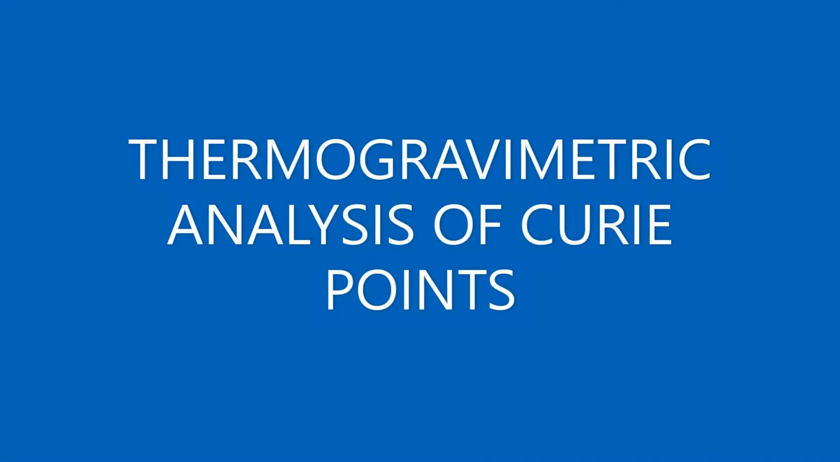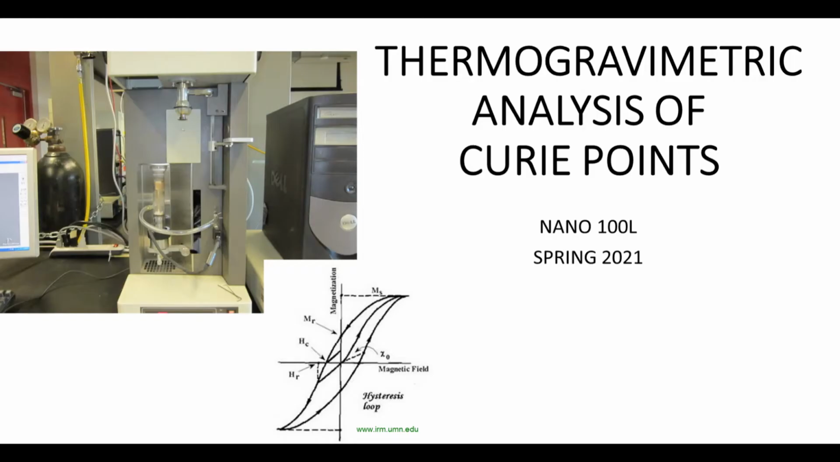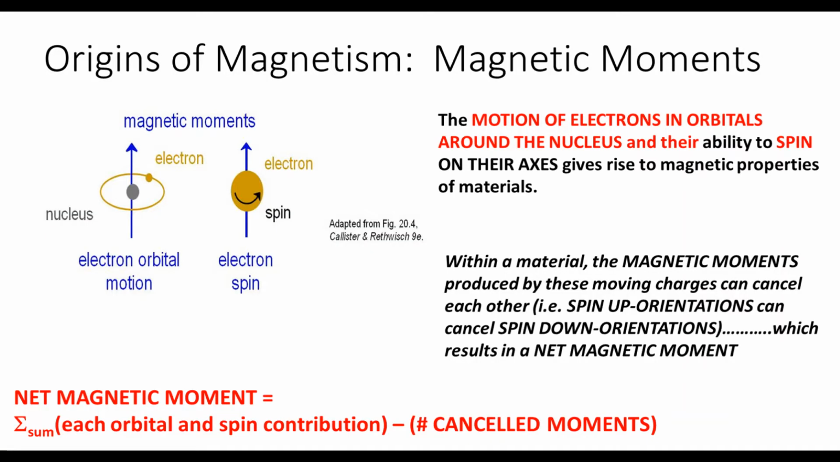Welcome. This laboratory module will explore the use of a thermogravimetric analyzer, or TGA, to determine the Curie temperature for various iron-nickel alloys. In physics and material science, the Curie temperature is the temperature above which certain materials lose their permanent magnetic properties, which can, in most cases, be replaced by an induced magnetism.